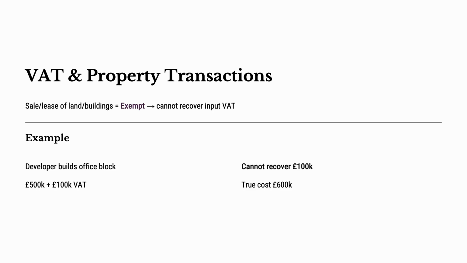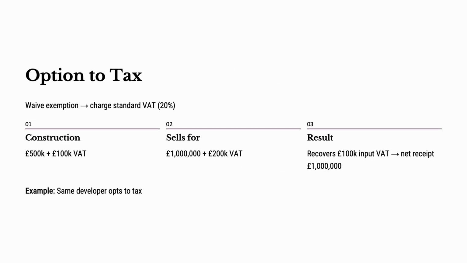So what's the solution? The option to tax. So here we go. The option to tax is a mechanism that allows a property owner to waive the exemption and instead charge standard rate VAT at 20% on their property transaction.